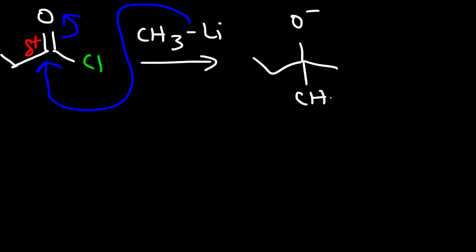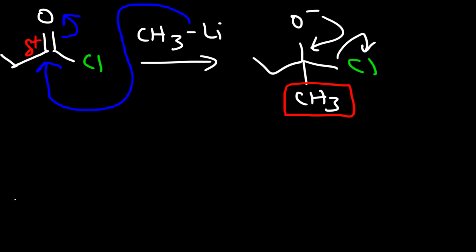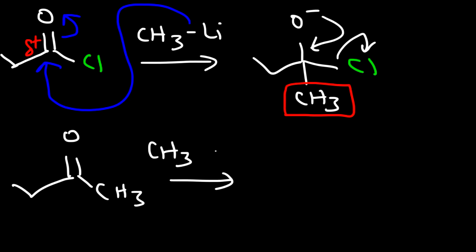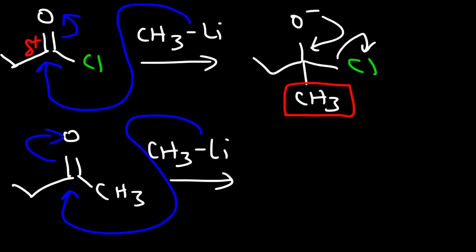Here's the first R group that we've added. I'm going to highlight it in red. But in this case, we have a tetrahedral intermediate, which is unstable. It collapses to kick out the chloride leaving group, giving us a ketone. So once we add one R group to an acid chloride or an ester, we can get a ketone. And then the ketone will react with the organolithium reagent one more time. And so this is when we're going to add the second R group.